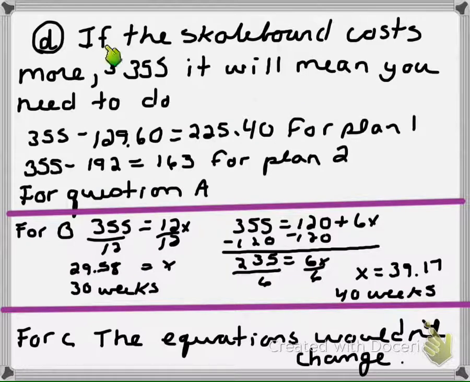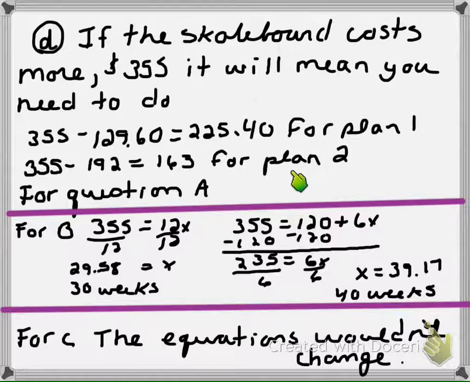So if the skateboard costs $355, it means that on the first plan, when you did 12 times 10.80 and you got 129.60, instead of doing 270 minus 129.60, you're going to do 355 minus 129.60, which is you have $225.40 left to pay off on plan 1 if the skateboard now costs $355. And on plan 2, where you pay $6 a week, but you have an initial payment of $120, and you multiply that by 12, well, this time you're doing 355 minus 192. That's how much you paid off after 12 weeks, meaning you have $163 left after 12 weeks to still pay if you're using plan 2.